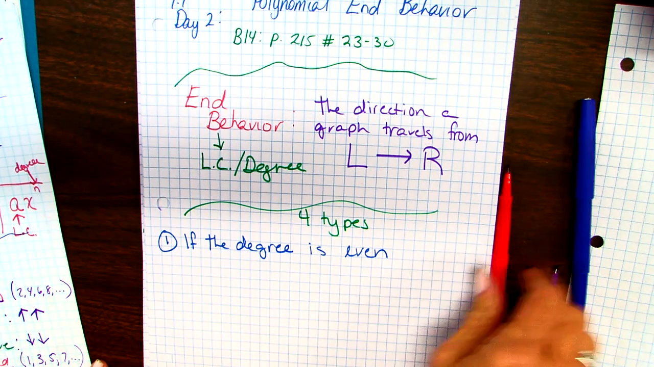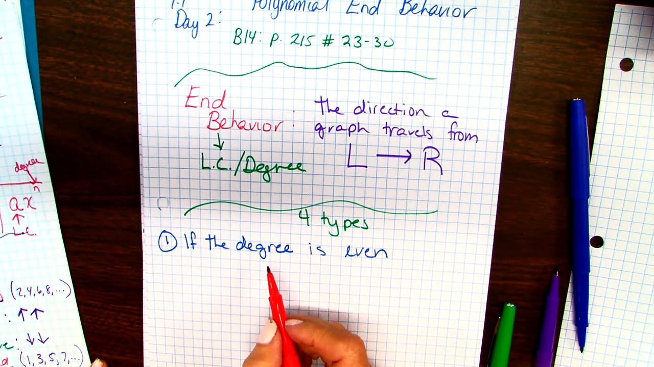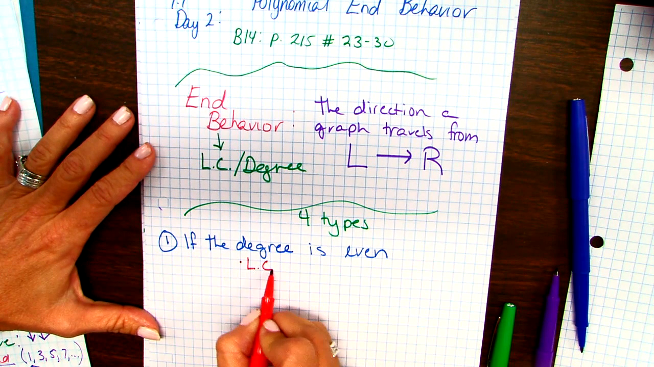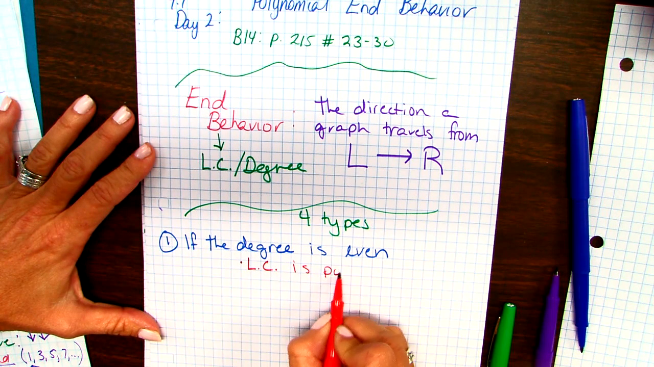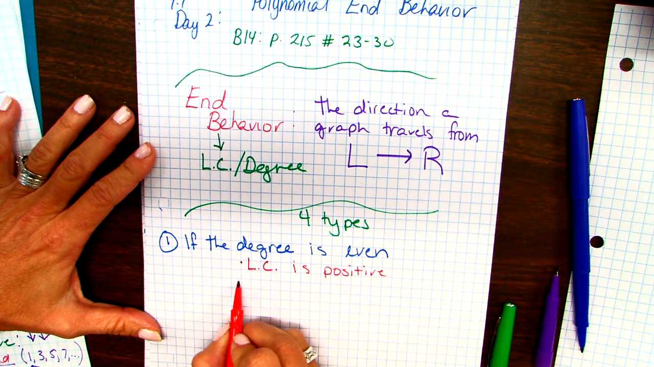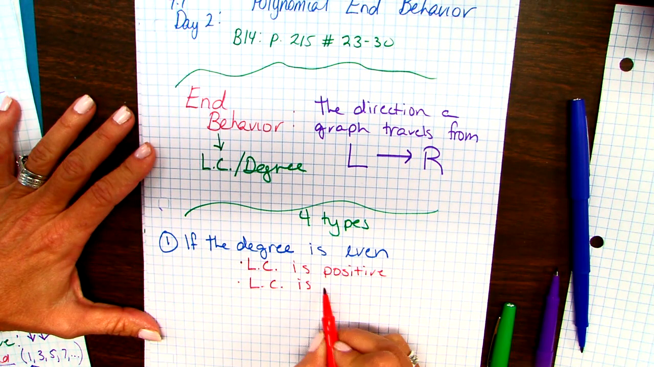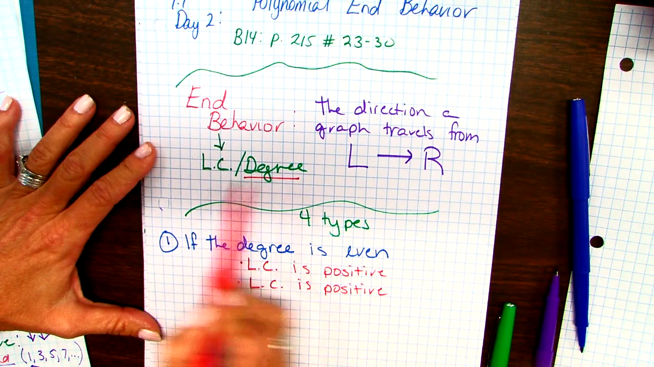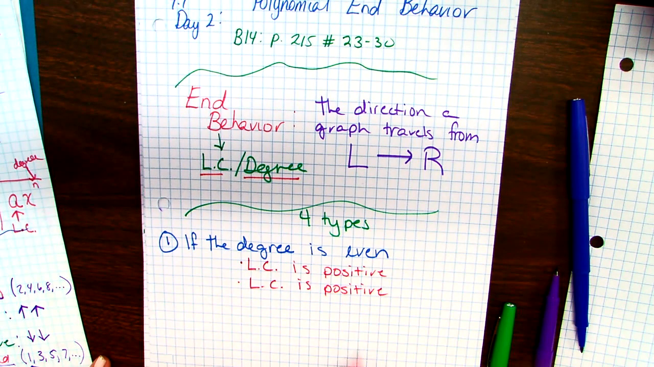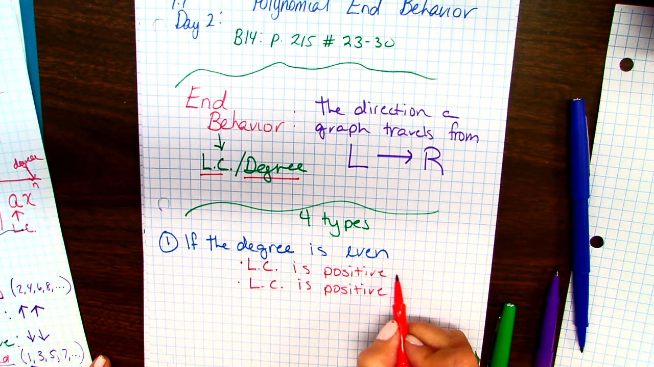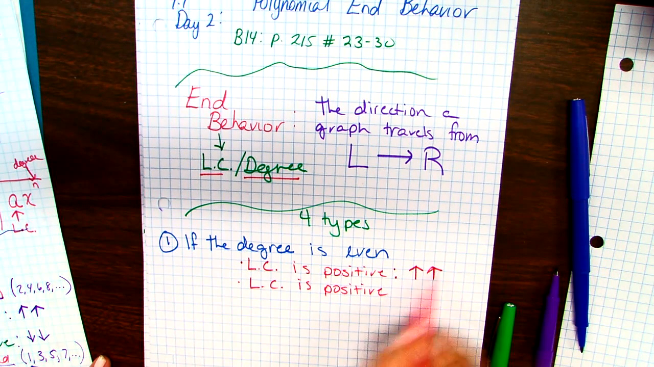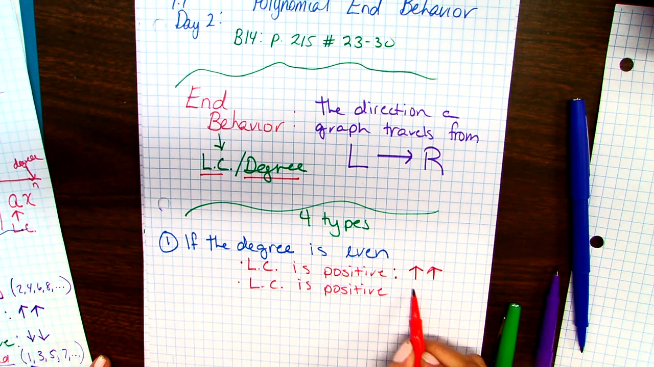So if the degree is even, we then look at the leading coefficient. The leading coefficient can be positive or negative, right? Those are the 2 things that can happen with a leading coefficient. So degree and leading coefficient. And here's what would happen. If your degree is even and you have a leading coefficient that's positive, your graph goes up, up on the ends. And if it's negative, it goes down, down.